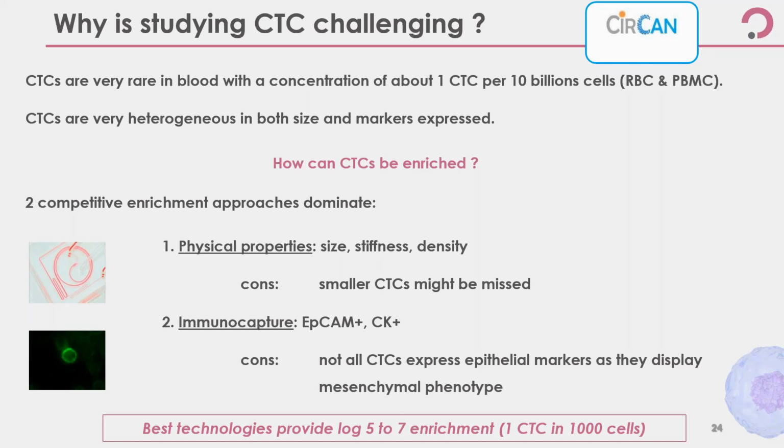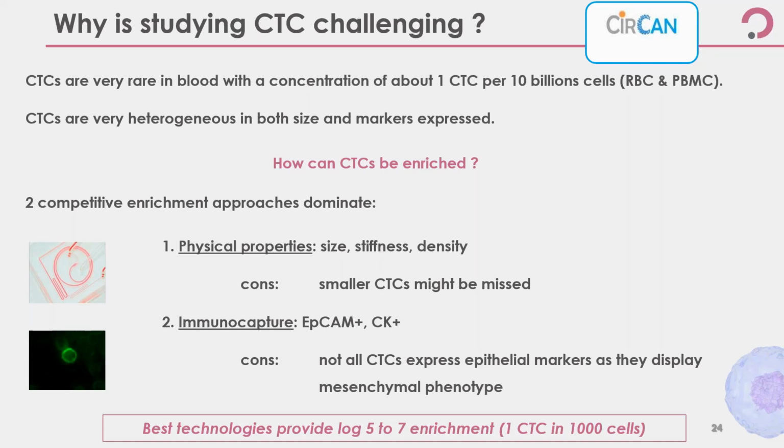Nowadays, on the market, there are many different technologies for enrichment of CTCs, and these are based on two main principles. Some of them use physical properties. They isolate the CTCs based on their size or stiffness or density. But the main disadvantage of those technologies is that typically the smaller CTCs will be missed.